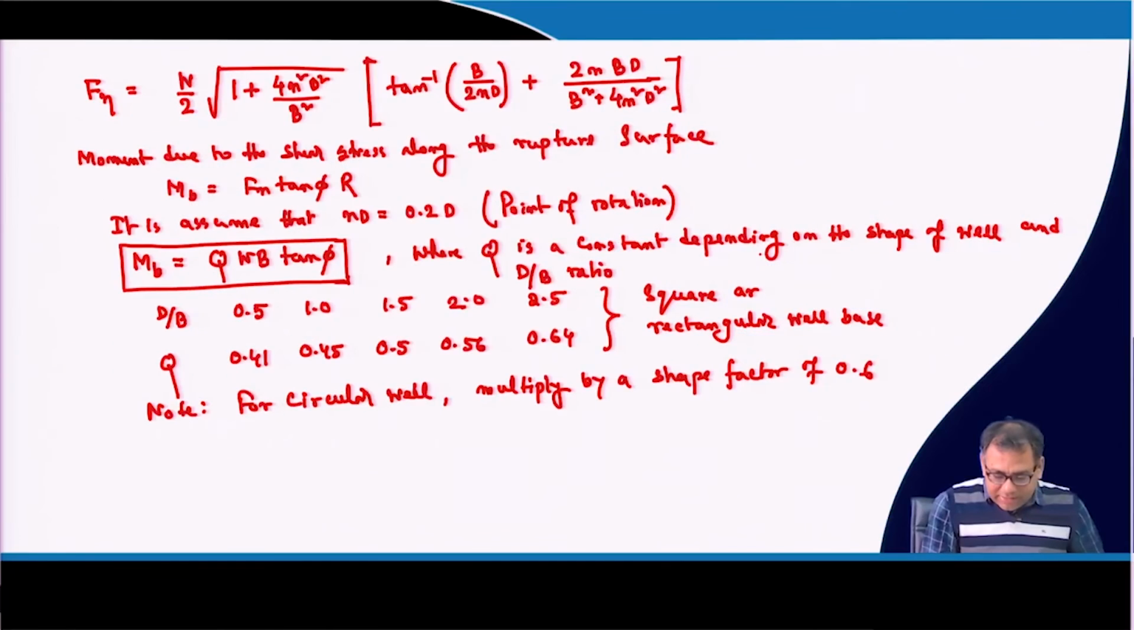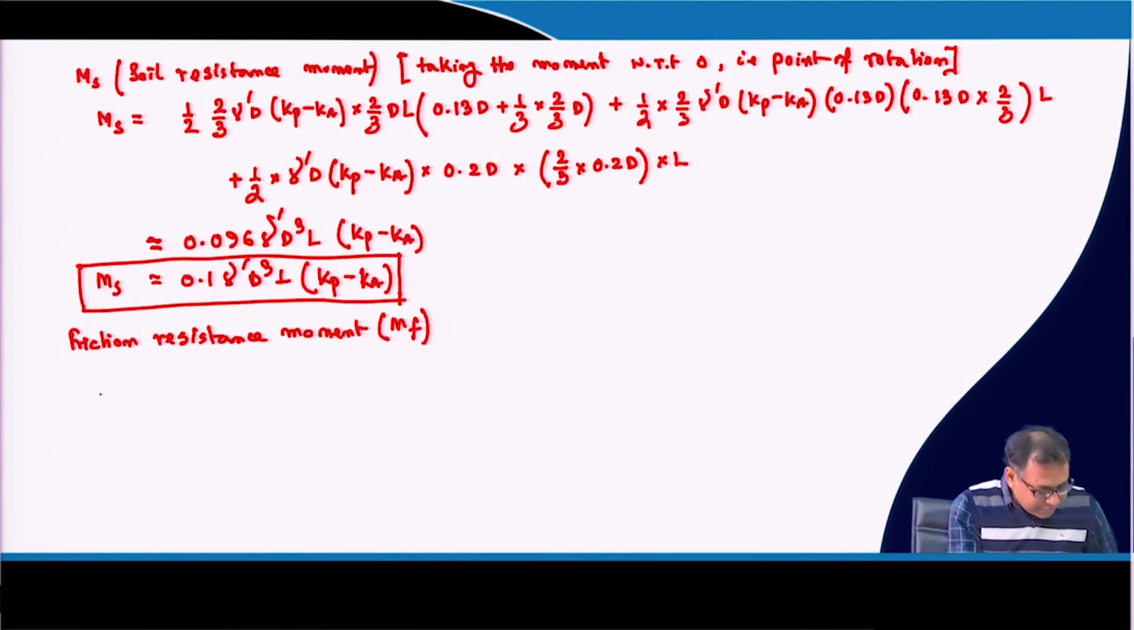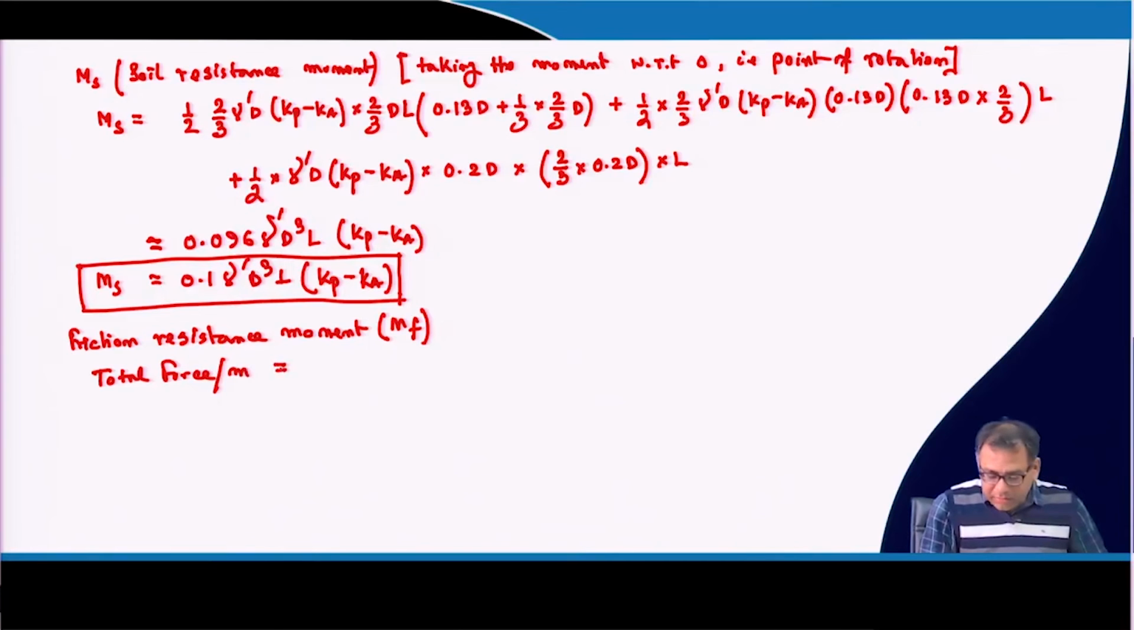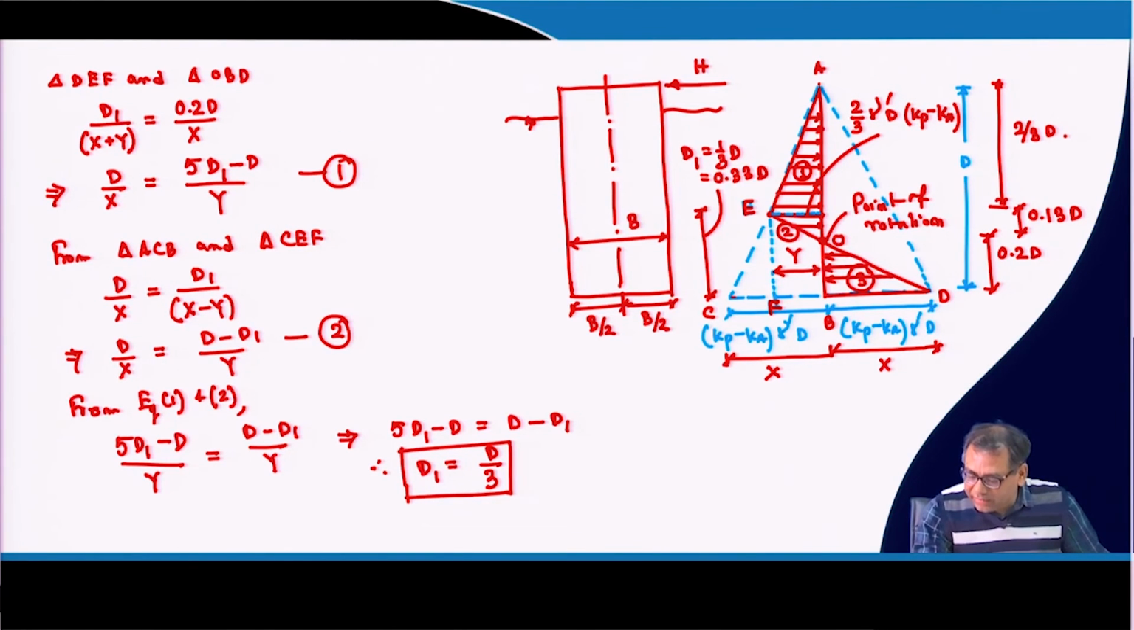To calculate that, what is the total amount of force which is acting? For that purpose, the total force per meter will be equal to, now we have these triangles. We have taken three triangles, but for this calculation we are taking two triangles, the bigger one: one triangle above the point O and one triangle below the point O. Those two triangle reactions give the total soil reaction.